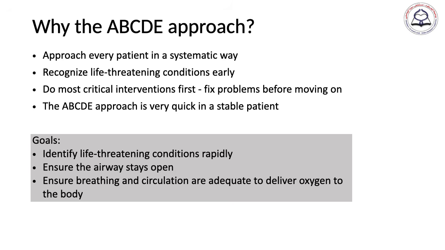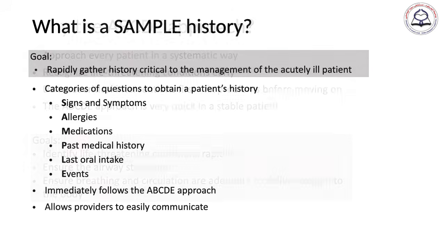We approach every patient the same way. Airway first, breathing, then circulation, then disability, then exposure. We would like to recognize life-threatening conditions early, and we would like to fix them. We do the most critical intervention first. Fix the problem before you move on. If there is a problem in the airway, fix it before you move to breathing. If there is a problem in breathing, fix it before you move to circulation, and so on. The ABCDE approach is very quick; it can be done in a stable patient in very few minutes.